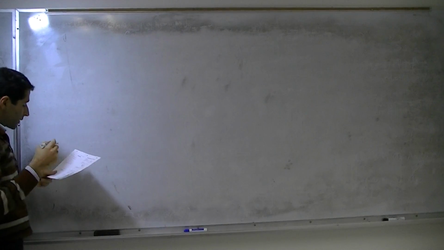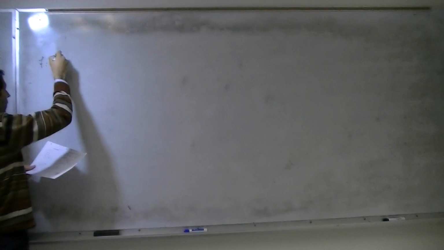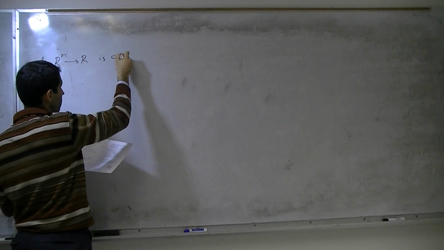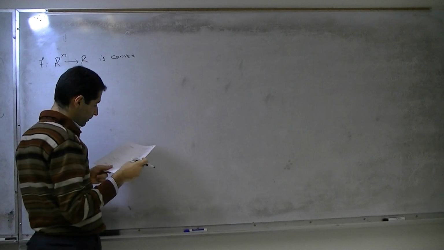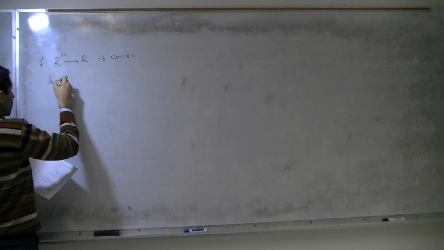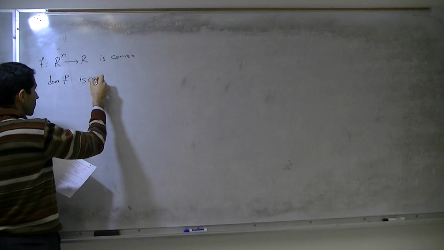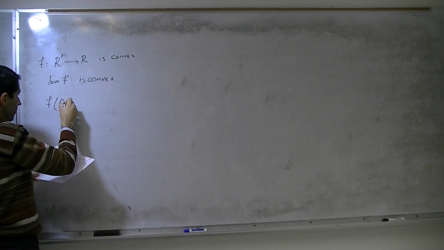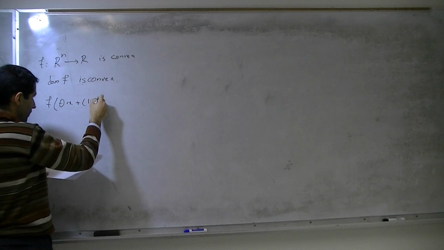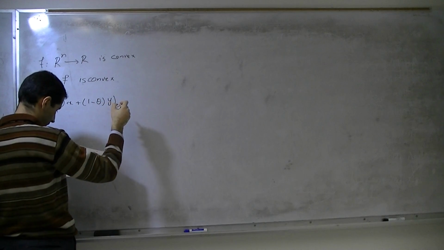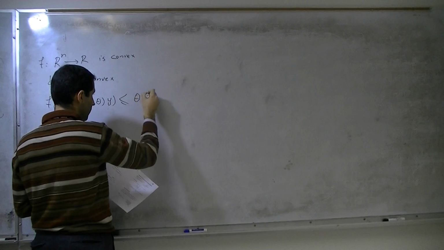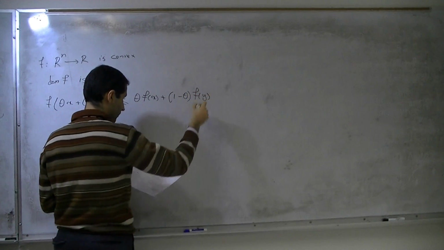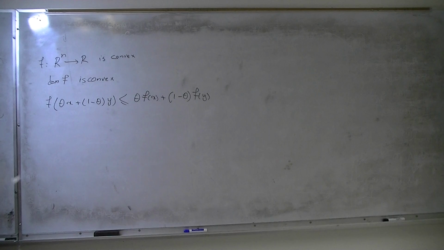The definition of convex functions: f from R^n to R is convex if first the domain of f is convex, then f of theta x plus 1 minus theta y is less than or equal to theta f(x) plus 1 minus theta f(y). Okay.